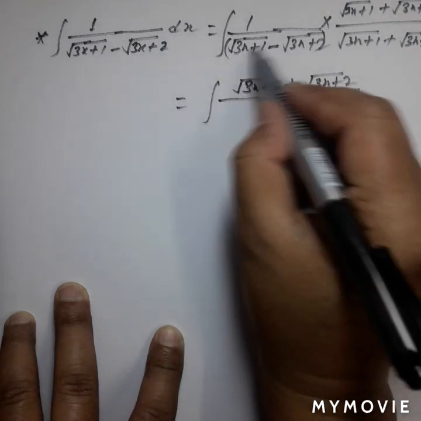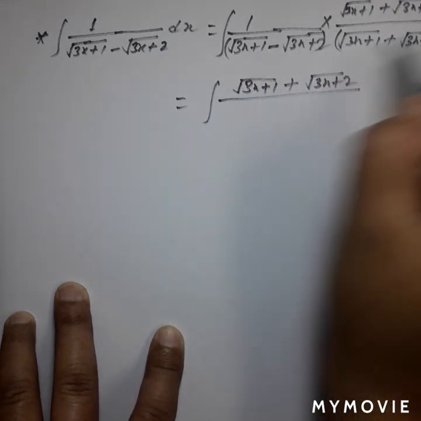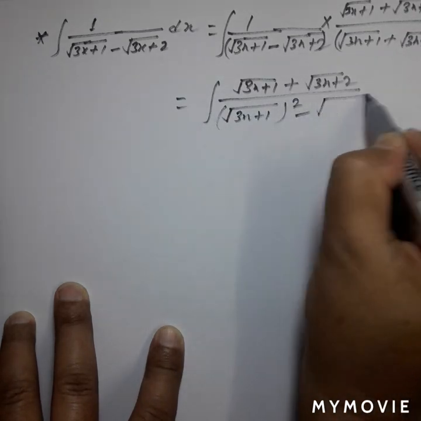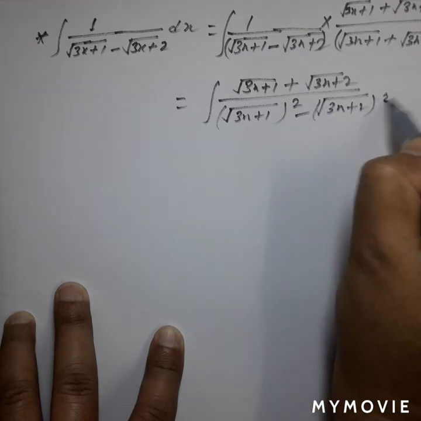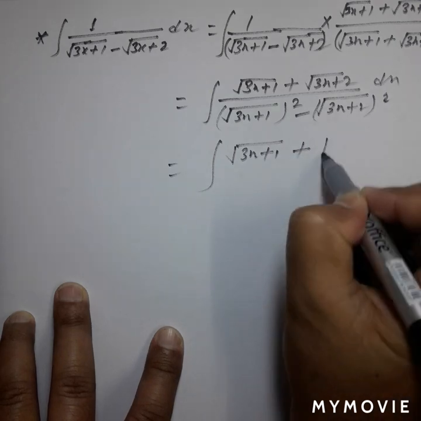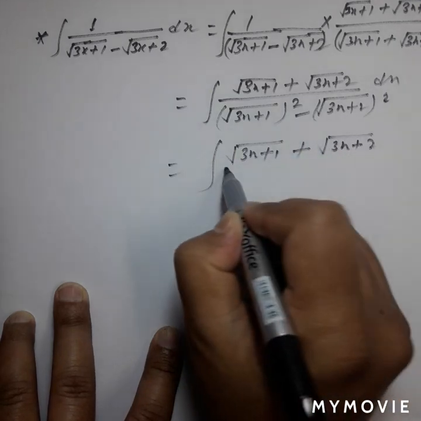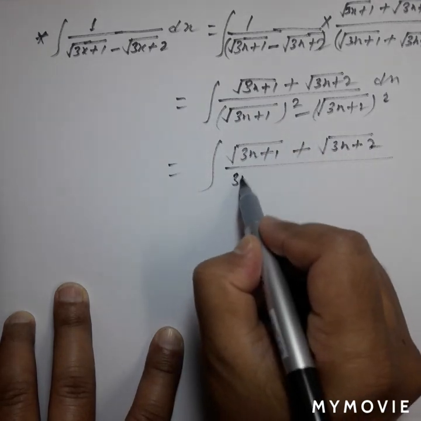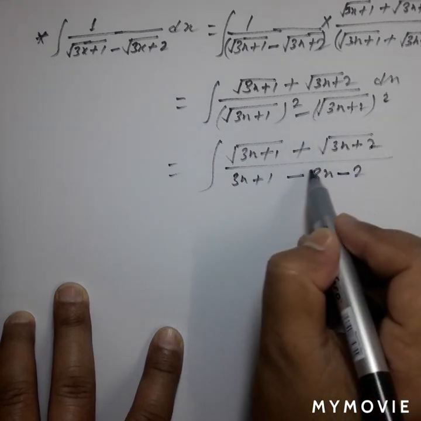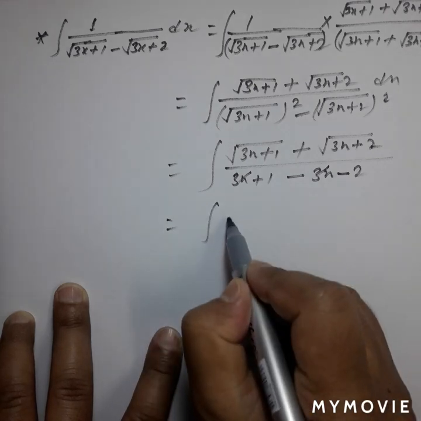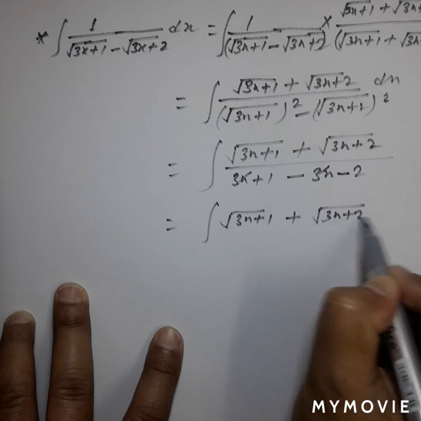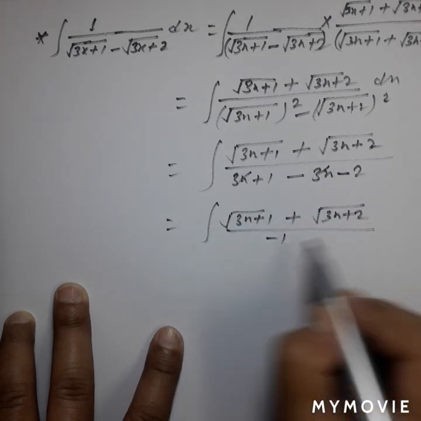In the denominator, this is (a minus b)(a plus b). We can use the formula: root under (3x plus 1) whole square and (3x plus 2) whole square dx. Now simplify this: root under (3x plus 1) root under (3x plus 2) divided by, this is 3x plus 1 minus 3x, due to this minus, this plus becomes minus, this cancels. Now this is root under 3x plus 1 plus root under 3x plus 2 by 1 minus 1 dx.